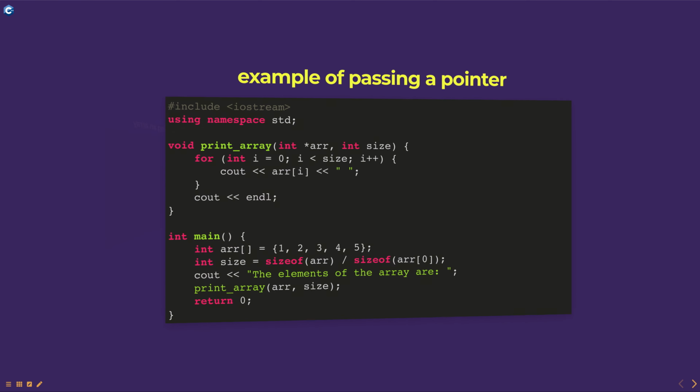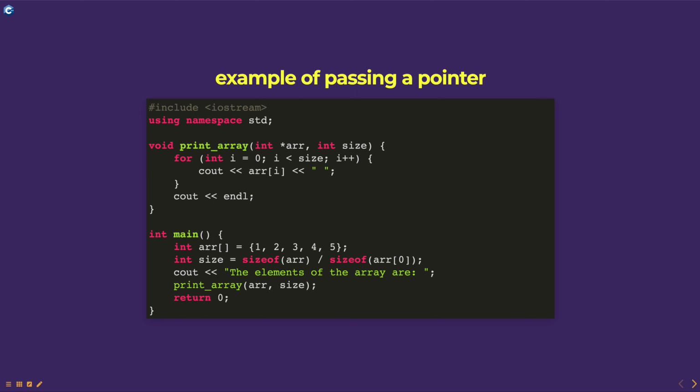Here is an example of passing a pointer to an array to a function in C++. In this code, the printArray function takes two arguments, a pointer arr to an integer and an integer size that represents the number of elements in the array. The function uses a for loop to print the elements of the array by using pointer arithmetic to access the elements.